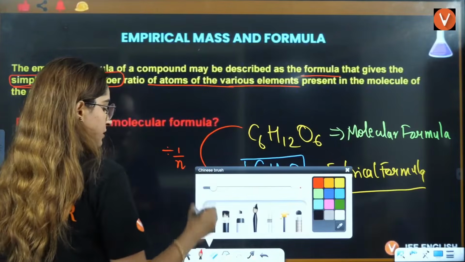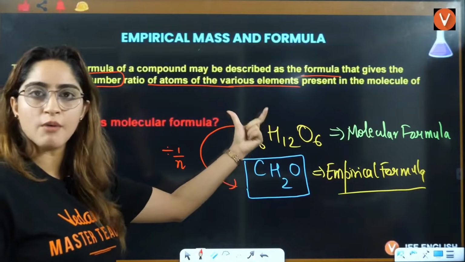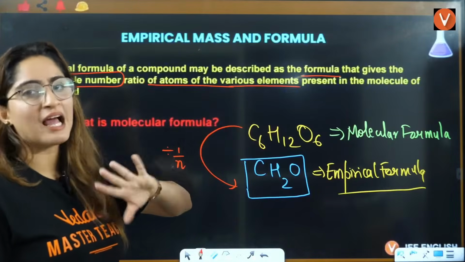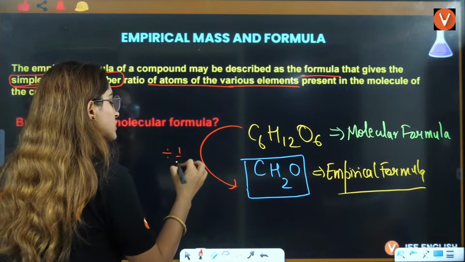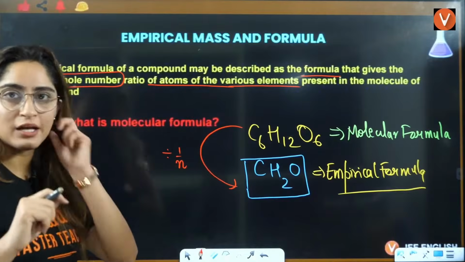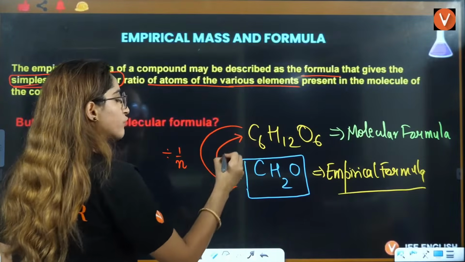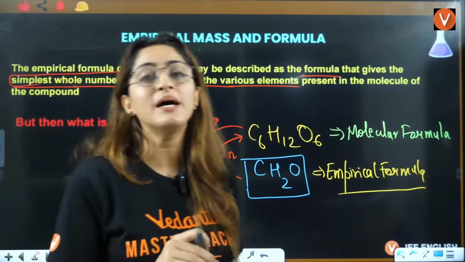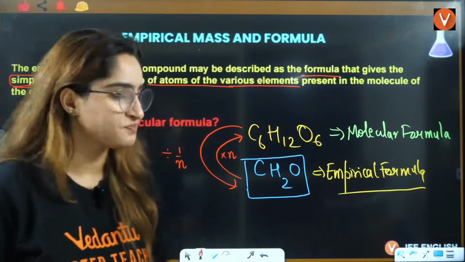Now, that number will be defined. If you look at this molecular formula, you can easily see this will be divided by 6, only then I'll get my empirical formula, right? That means by division of this number, you will get your empirical formula. And if you have to go from empirical to molecular formula, you will have to multiply this with that number n. Okay, you have to multiply with that number n.